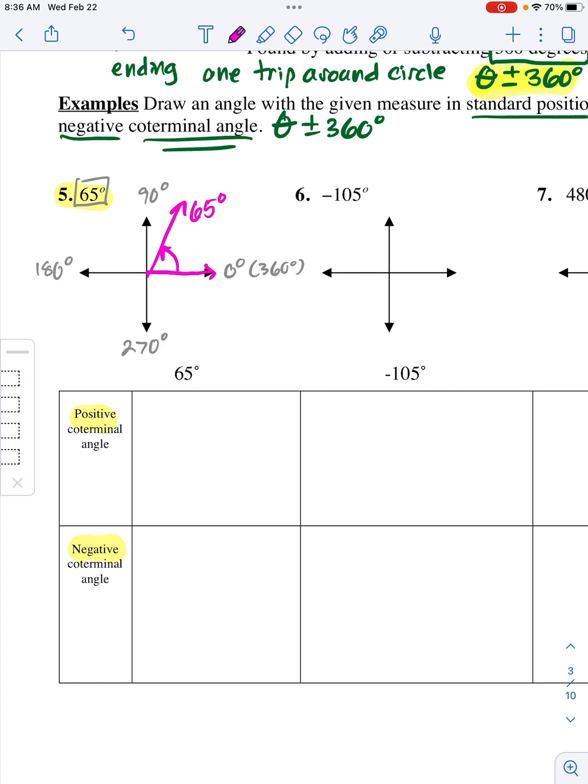And so then for coterminals, we literally are adding or subtracting trips around the circle. This one has to be positive, so I can't subtract 360. So I have to add one trip around the circle.